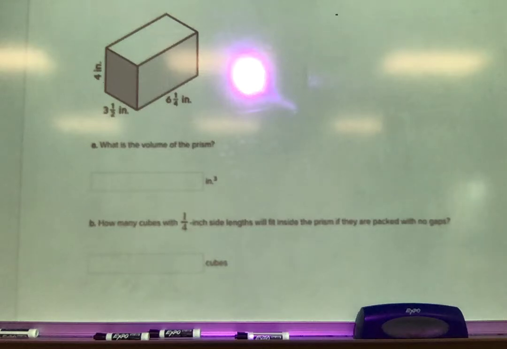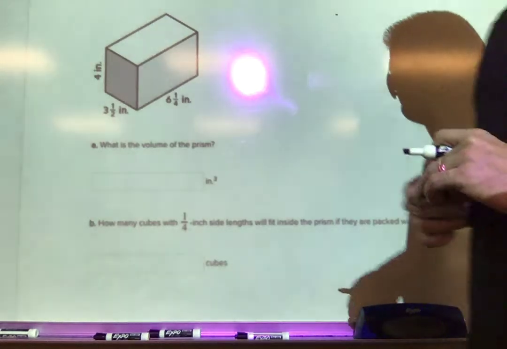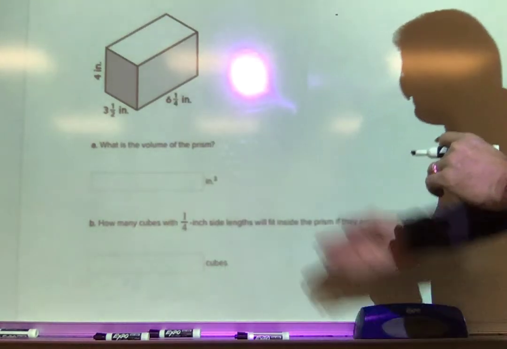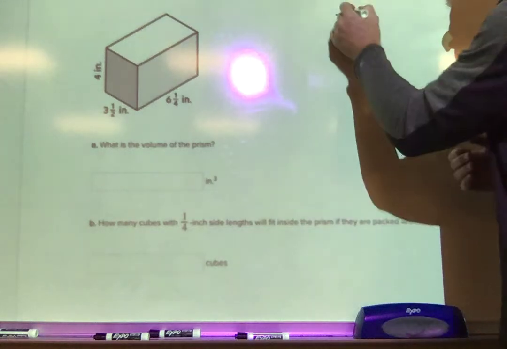Hi guys, on Exit Slip 510, our goal is to be able to solve some volume problems when there are fractional edge lengths. And we know to find volume of a rectangular prism, we just need to take length times width times height.